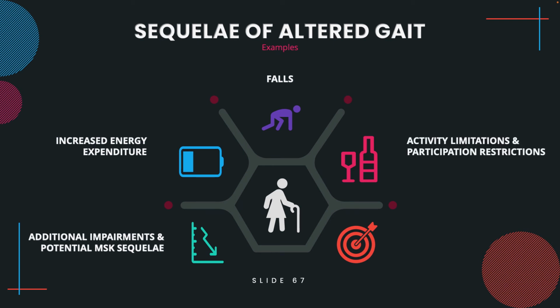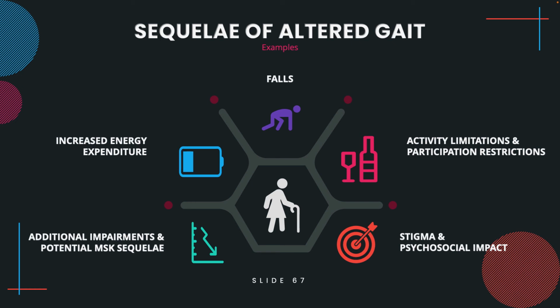We can also see activity and participation limitations and restrictions. So this is difficult for our people with neurologic issues because many of them already have significant issues with being able to perform the activities that they once did or participate in the things that make their life normal and fulfilling. And so these alterations in their gait can exacerbate those issues.